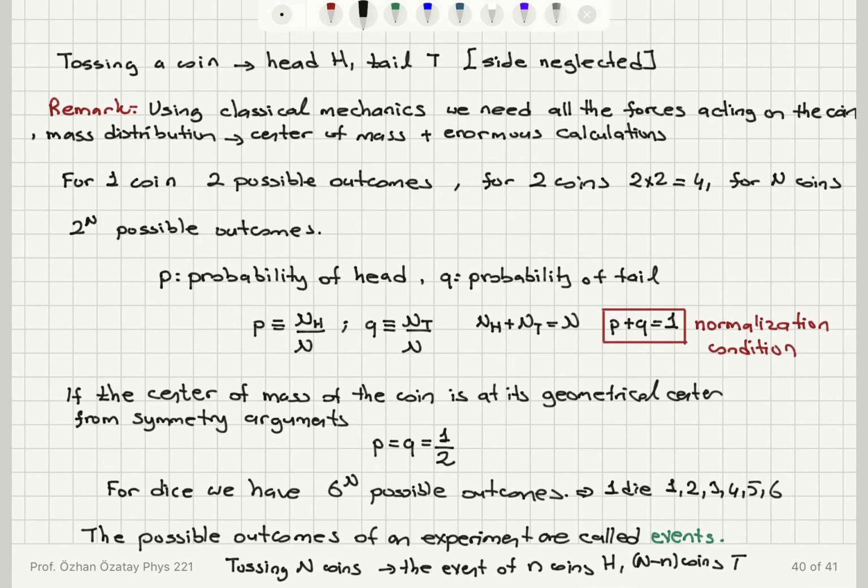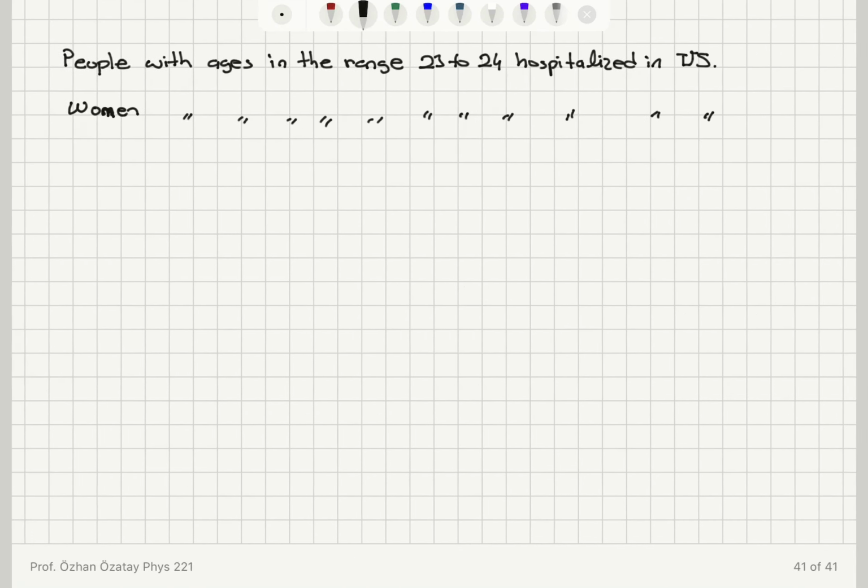And for dice, we have 6 to the n possible outcomes, because for one die we have 6. For two dice we would have 6 squared, 36 possible outcomes. For example, you can have 1 in the first one, 2 in the second one, 2 in the first one, 5 in the second one, etc. The possible outcomes, as I said, we call events. And an example of an event: if the experiment is tossing n coins, the event could be lowercase n coins are heads, the rest are tails. That's an event.